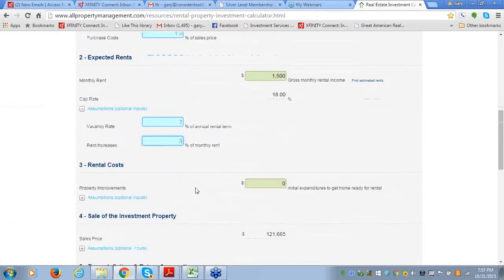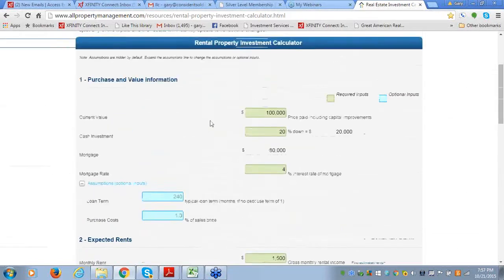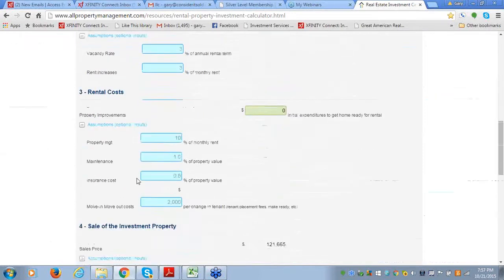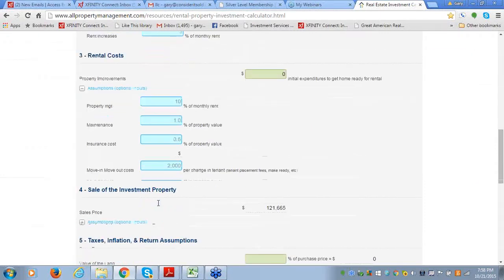Okay, property improvements. Now, because up here we decided we're not going to have any capital improvements, the property's okay the way it is. I'm going to leave that 0 for now. So let's see what some of the assumptions are. Property management 10%, let's leave that alone. Maintenance 1%, let's leave that. Insurance costs 0.5, yeah, let's leave that. Move in, move out costs, cost to change, per change in tenant replacement fees, make ready, all that kind of stuff. That seems a little steep to me. But you know what the heck, let's leave it there and see what happens, okay?